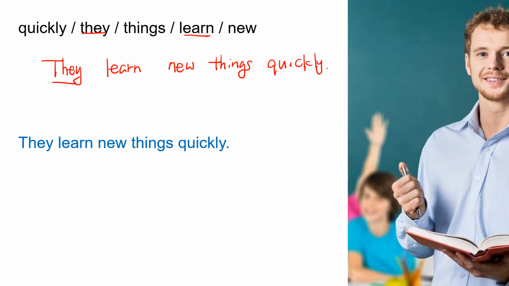They learn new things quickly: subject, verb, and this is the object. In English, usually the adverb comes at the end. Usually at the end. They learn new things quickly. Just be careful with this: things, and quickly. Instead of saying quickly the wrong way, say quickly. They learn new things quickly.